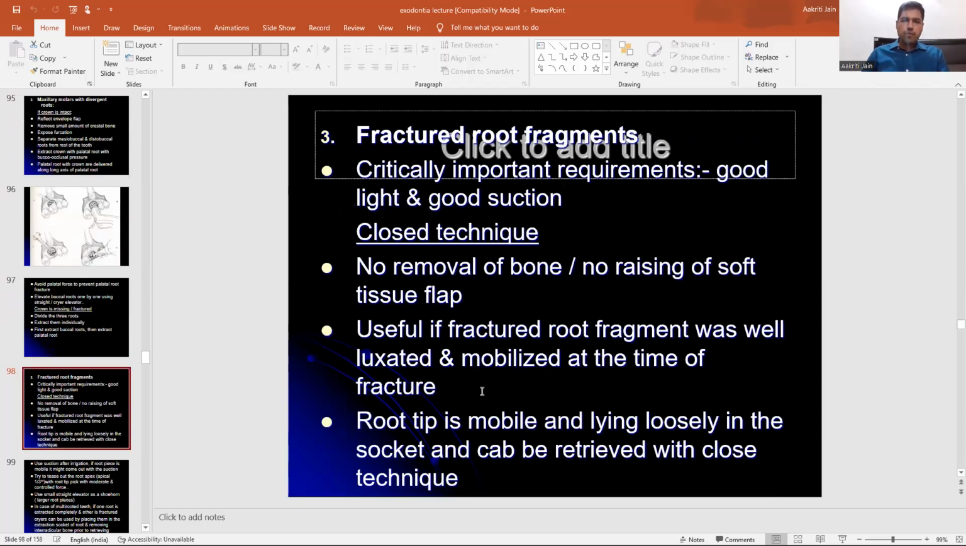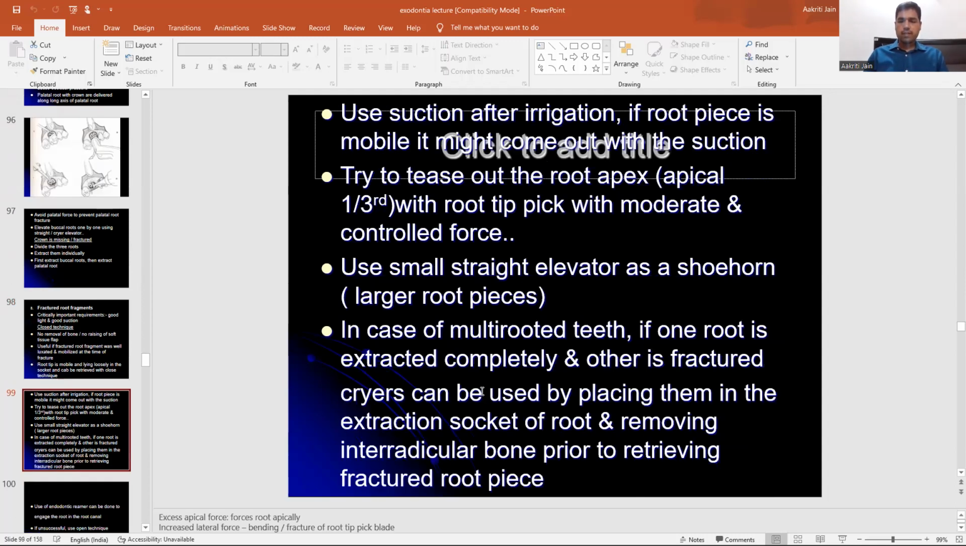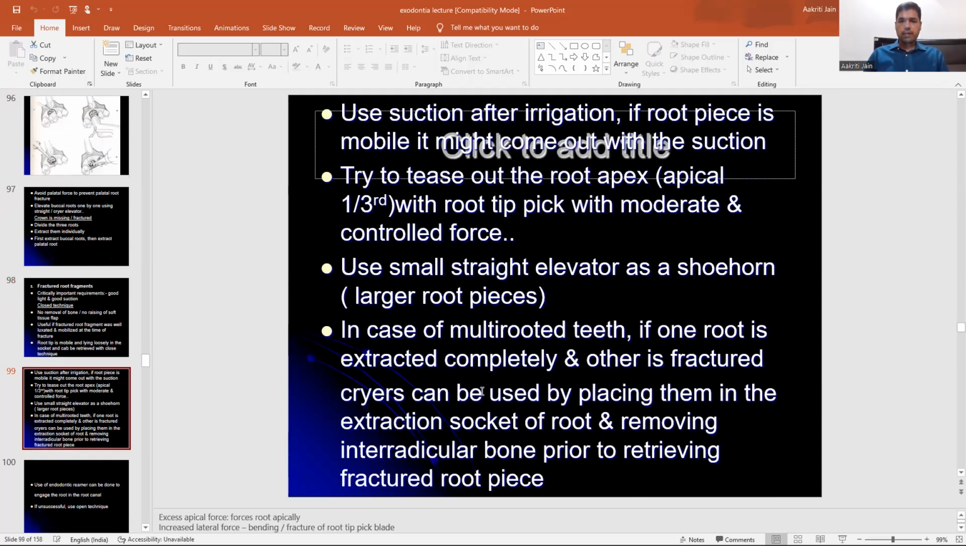In case of fractured root fragments, critically important requirements are good light and good suction. The closed technique involves no removal of bone and no raising of soft tissue flaps. It is useful if the fractured root fragment was well luxated and mobilized at the time of fracture, and the root tip is mobile and lying loosely in the socket, so it can be retrieved with the closed technique.